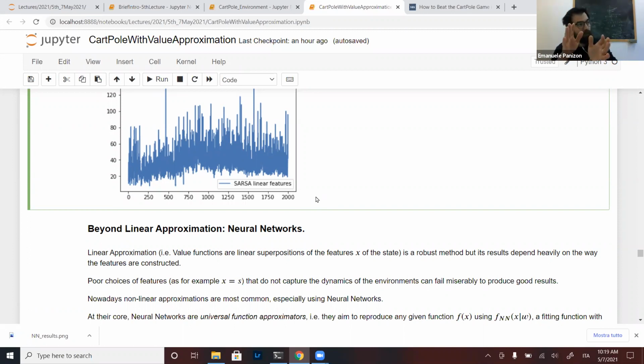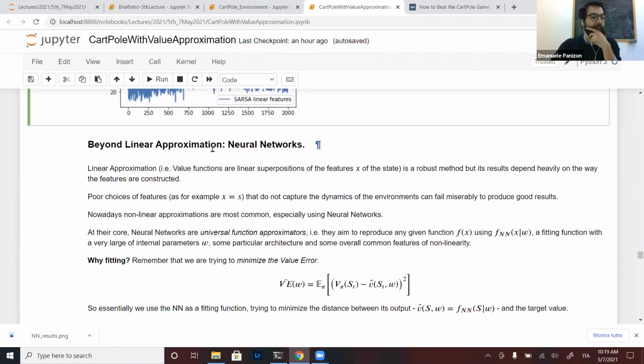So you construct features, and when you have that, linear approximation just means that the value approximation is a linear combination of those features with some weights, and you have to update the weights and not anymore the Q value. Good, let's go beyond linear approximation.